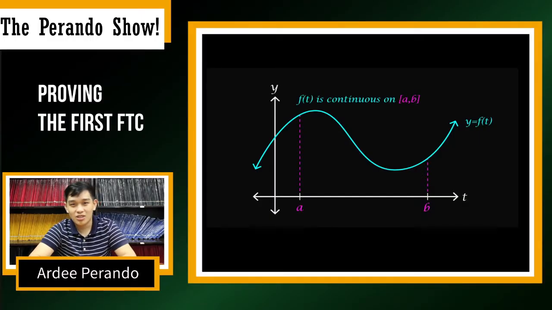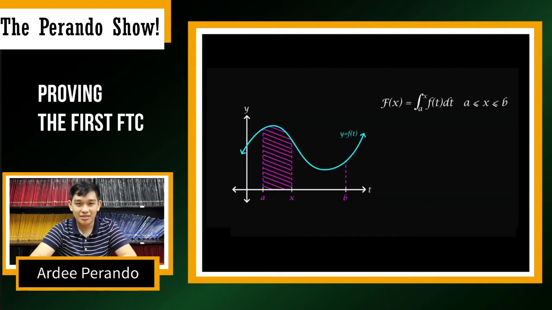Let's define a function f which is continuous from the interval a to b, and let's label that y equals f of t. Let's define another function, capital F of x, which is the integral of f of t dt from a to x, such that x is between a and b. We know that definite integrals are basically areas under the curve for a certain interval, and we can see that here in the graph, which is the area under the curve from a to x.